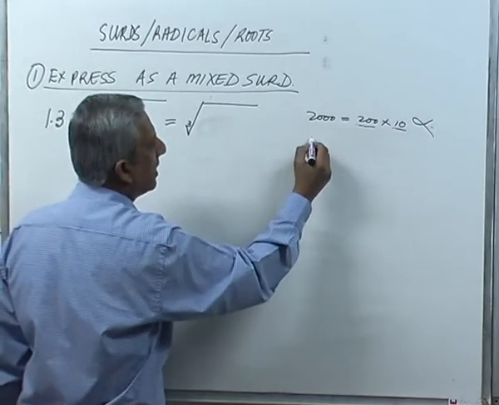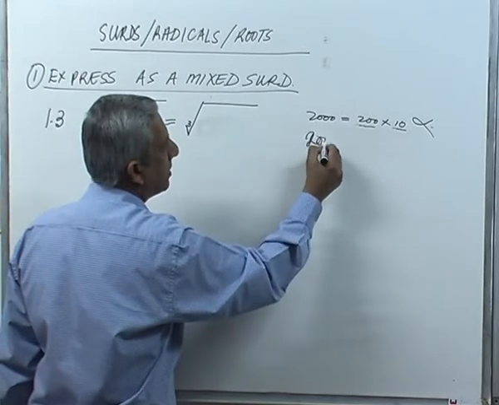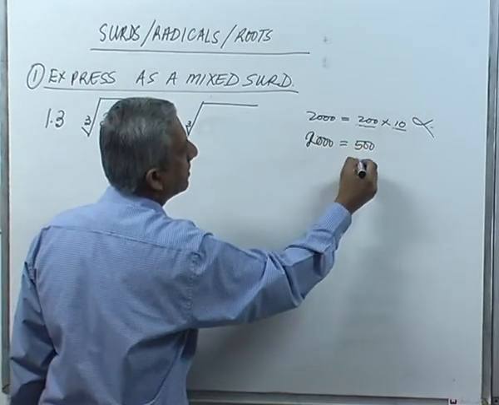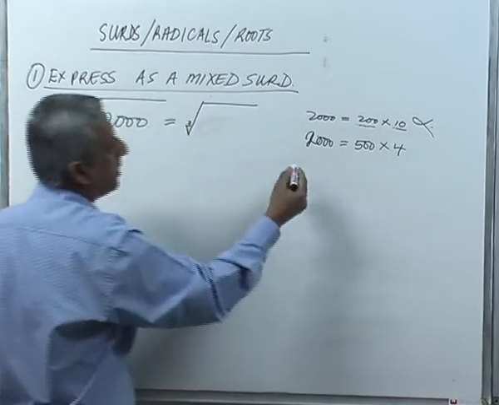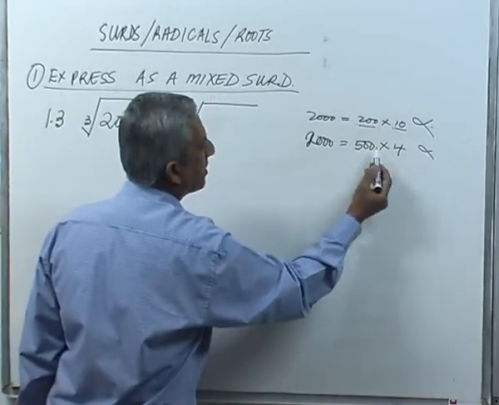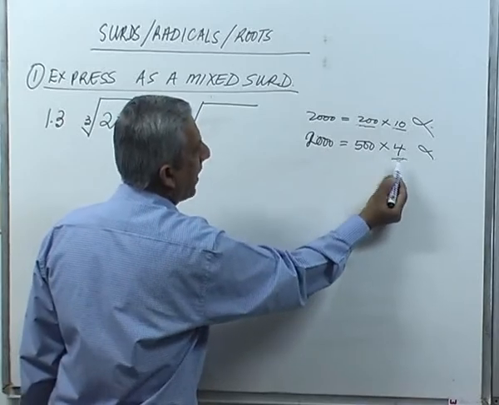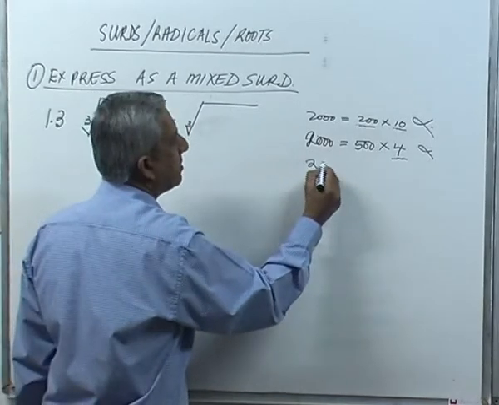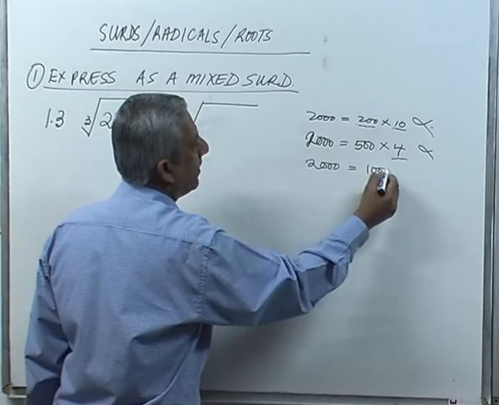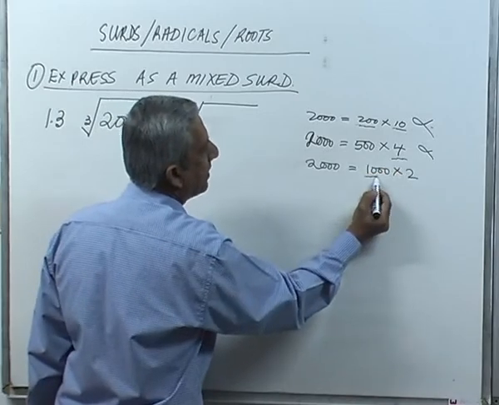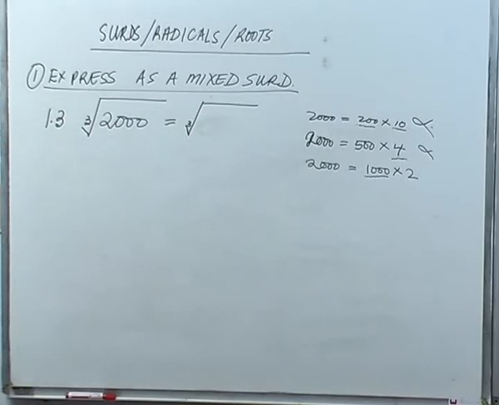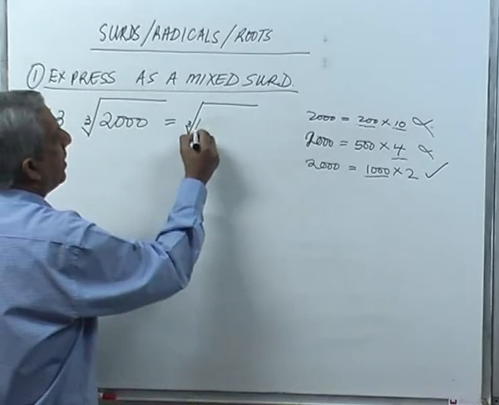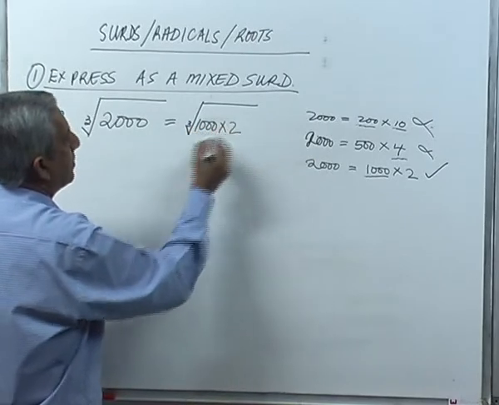So if I look at 2000 again, it is equal to say 500 times 4. That's also no good because none of these is a perfect cube. That's a perfect square, but I don't want square, I'm looking for a cube. So 2000 is equal to 1000 times 2. Now this 1000 is a perfect cube, so that's the right choice. This one is the right choice. So this is really 1000 times 2.